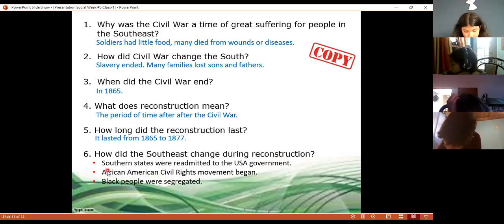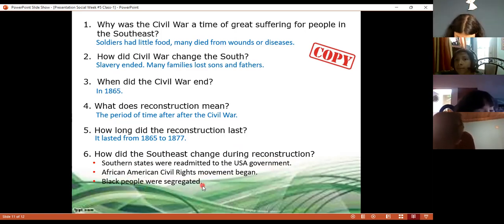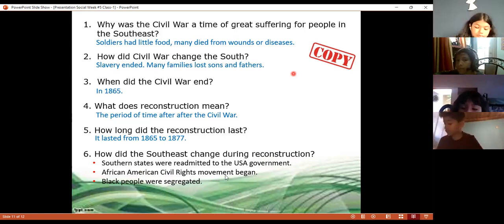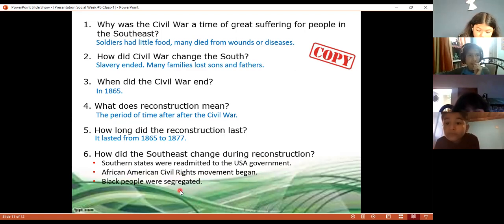Here we have the answer. The Southern states were readmitted to the USA government. The African American Civil Rights Movement began, and the Black people were segregated. Remember that they were fighting because they ended the slavery, but they were still discriminated against because of the color. So the African American Civil Rights Movement began for that reason. They were segregated and they started fighting because they didn't want to be segregated. Remember, segregated means that they were separated, white people from colored people or Black people.